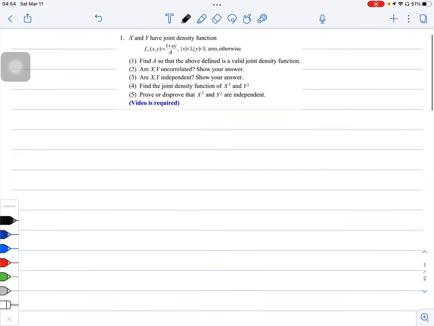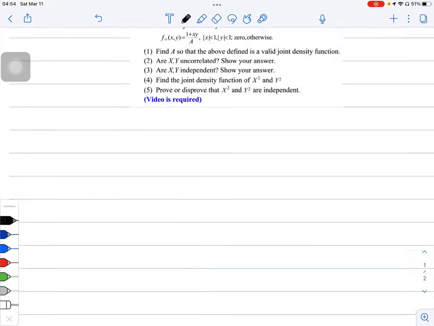Hello everyone, now I'm going to talk about problem 1 for homework 6. X and Y have joint density function like this. Find A so that the above defined is a valid joint density function.